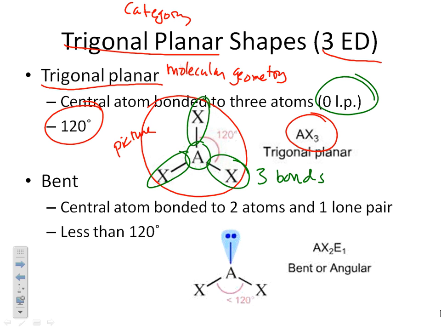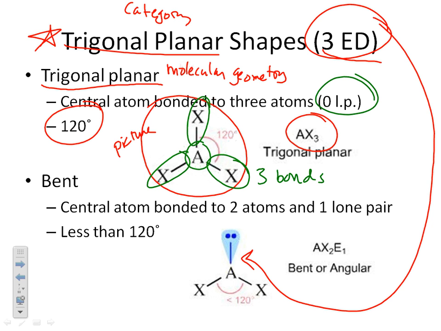In the bent molecular geometry, now, instead of simply having the 3 bonds like we did in the trigonal planar molecular geometry, we still have 3 electron domains, but they're not all bonds anymore. Now we have 2 bonds and 1 lone pair. This is still in the trigonal planar category because it has 3 electron domains, right? It absolutely has 3 electron domains. So it's still within that category of shape. However, not all of the electron domains are bonds. So we call it a different molecular geometry.